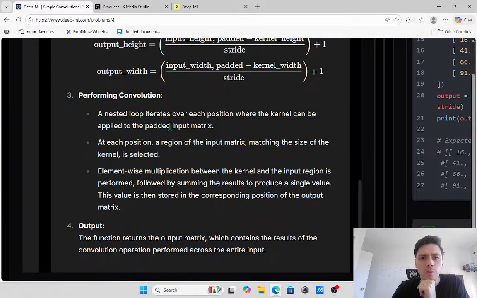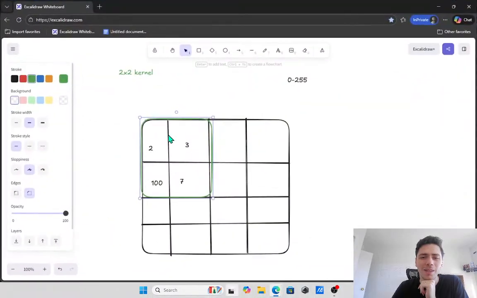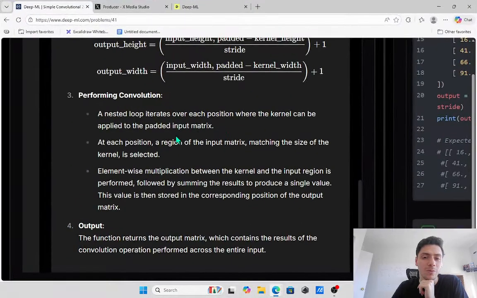A nested loop iterates. That's crazy. I didn't even realize I didn't know this. I'm just like, oh yeah, this is how the stride works, this is how the kernel works, but I don't actually. Huh. Interesting. I could have sworn I knew how convolutions work, but either I'm not remembering or I just don't know it. Let's read this. A nested loop iterates over each position of the kernel.